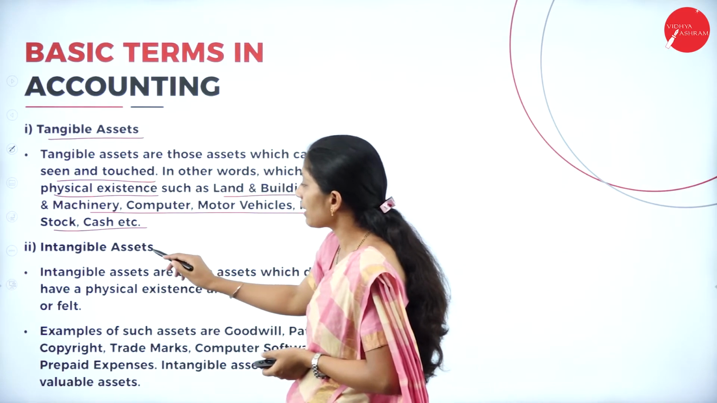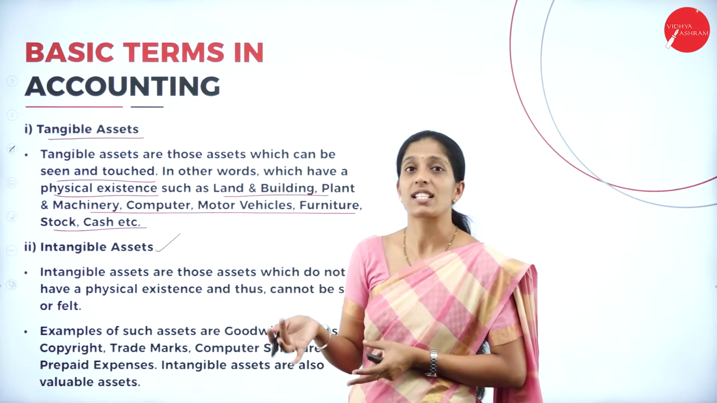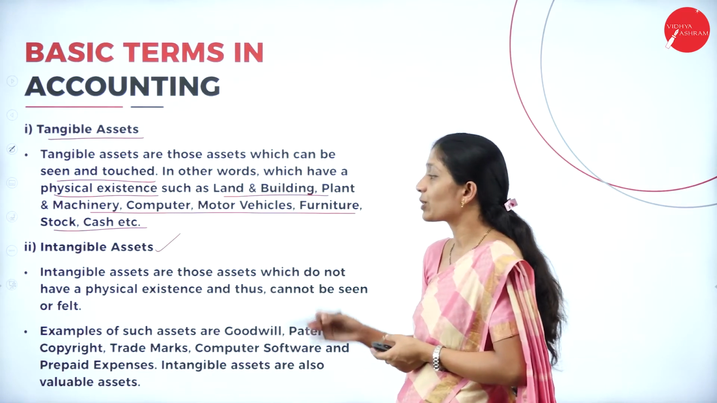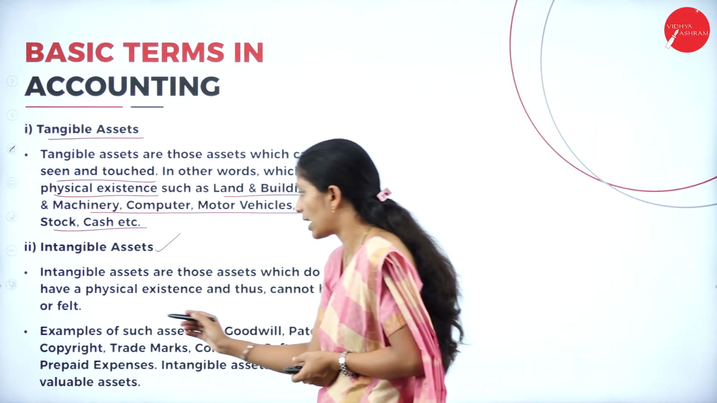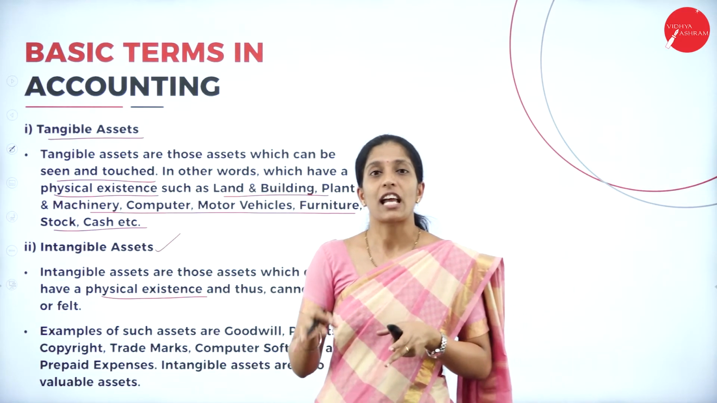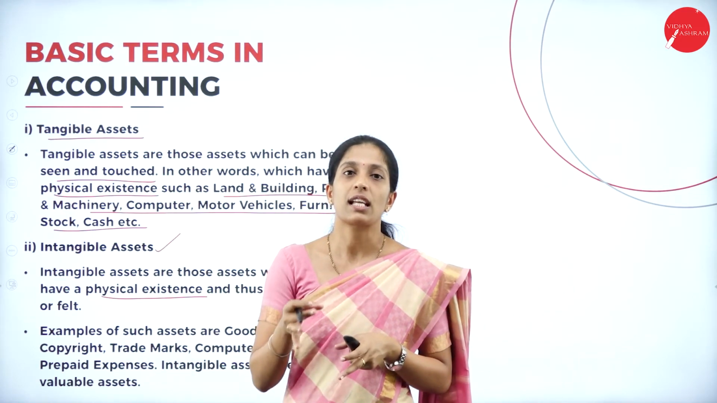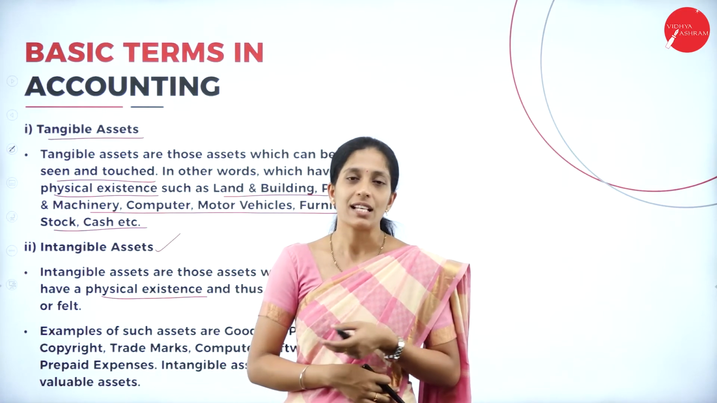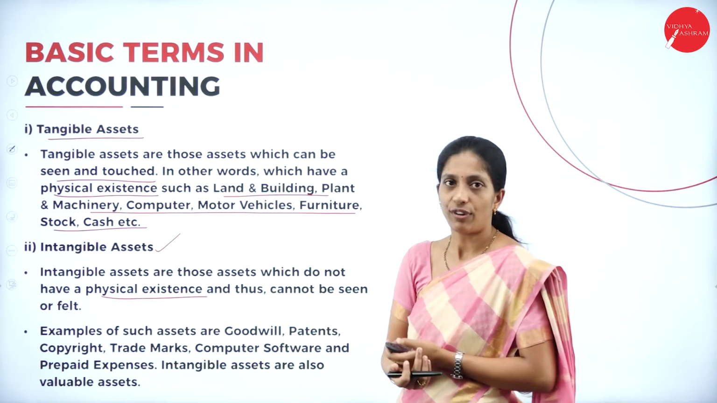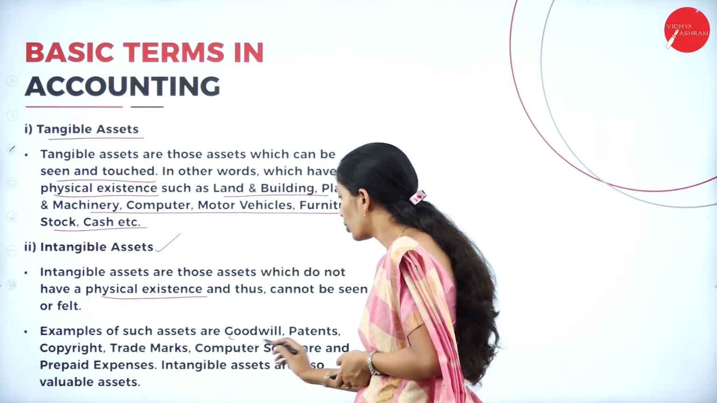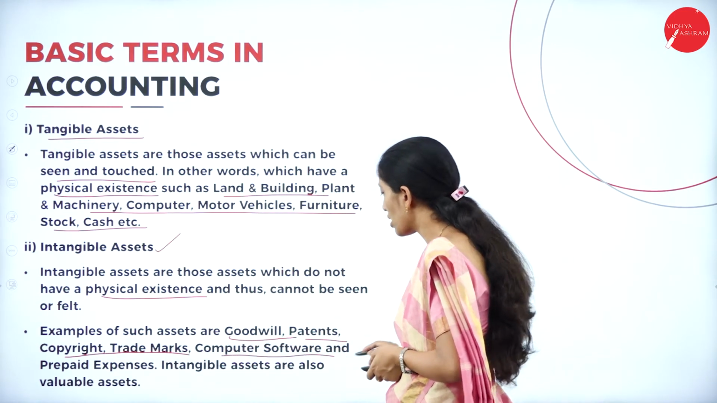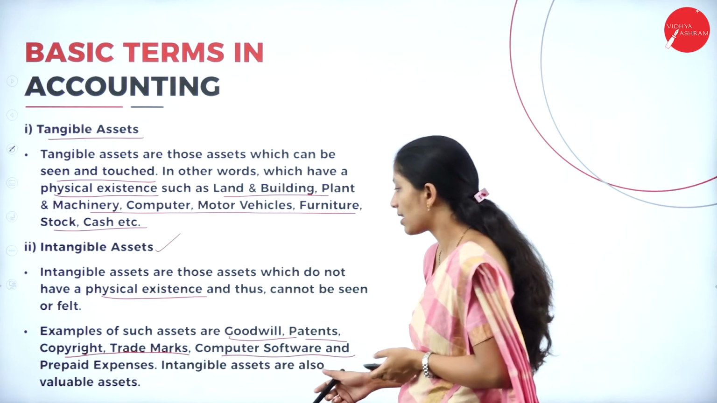Now, coming to intangible assets. Let us see what intangible assets are. Intangible assets are those assets which do not have a physical existence. It is the opposite of tangible assets, where tangible assets can be seen as well as touched, whereas intangible assets cannot be seen or touched, and thus cannot be seen or felt. Examples are goodwill, patents, copyright, trademarks, computer software and prepaid expenses.